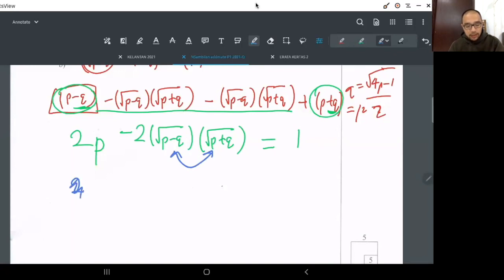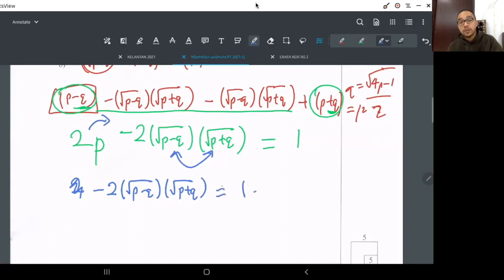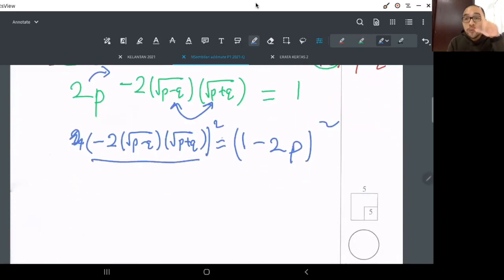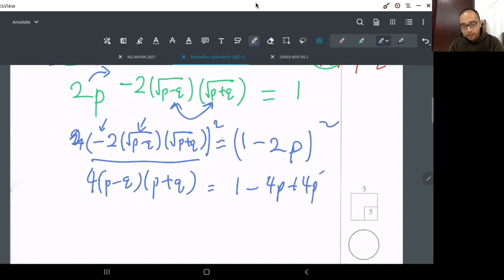So I move this 2P to the other side. I get negative 2, relax, square root of (P minus Q) times square root of (P plus Q) equals 1 minus 2P. Then I square both sides again, because this one is only one term, with no plus or minus between the terms. When I square everything, this becomes 4, this becomes P minus Q, and this becomes P plus Q, equals 1 minus 4p plus 4p squared.